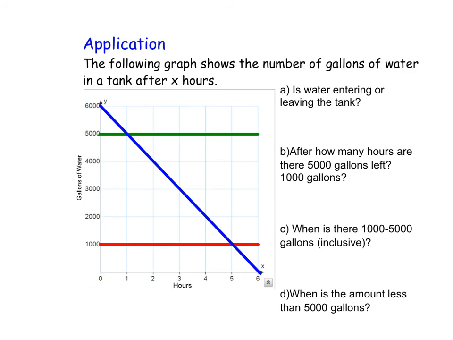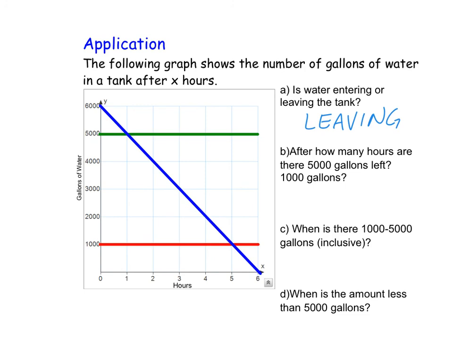So looking at what we have here, we have a graph that shows the number of gallons of water in a tank after so many hours. So water on the y-axis and time on the x-axis. You're looking at 1,000 to 6,000 gallons from 0 to 6 hours. So there's a few questions over here to answer. So right off the bat, is water entering or leaving the tank? So looking at that line here for the water, yes, it's leaving, of course. It's getting less over time. So I'll just say it's that.